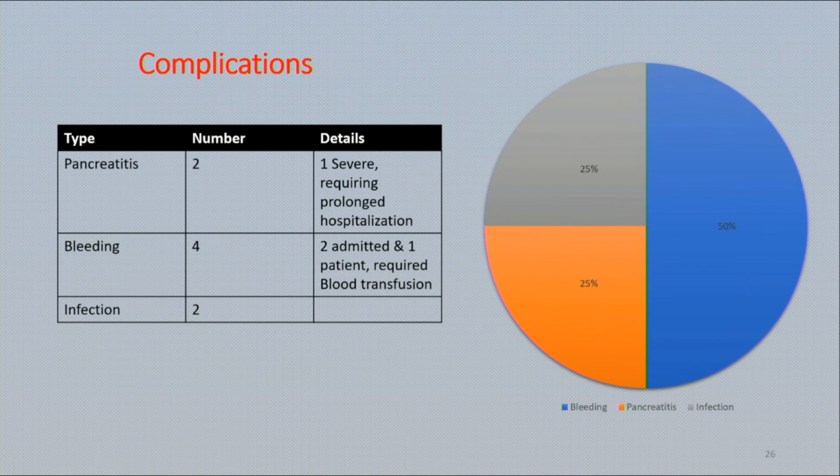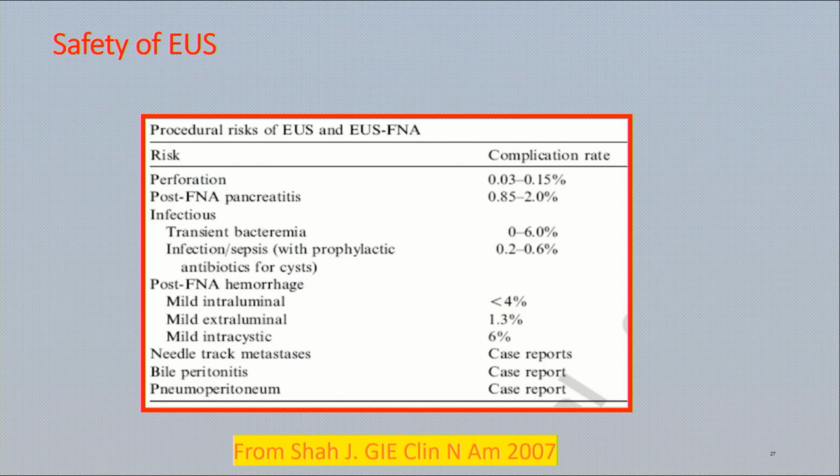And we had bleeding in 4 patients. 2 had to be admitted. 1 required blood transfusion, and infection was seen in 2 patients. And it goes with the world literature of safety and procedural risk of EUS. And as you can see, pancreatitis is seen in roughly 1% of these patients.